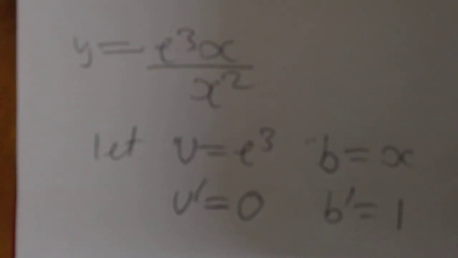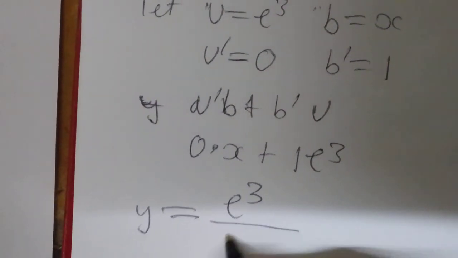So for the formula for the product rule, we said it will be u prime v plus v prime u. So let's say what's our u prime? Our u prime is 0 multiplied by our v, it's x, plus v prime, it's 1, u, it's e to the power 3. So on top here you only have e to the power 3. So you remain with y is equal to e to the power 3 over x squared.